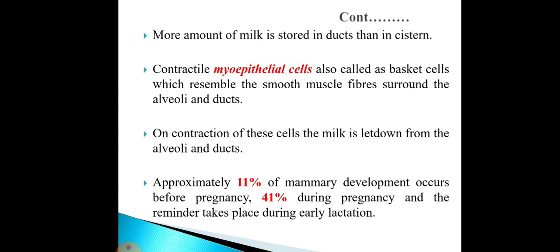Then contractile cells, meaning myoepithelial cells, also called basket cells, which resemble smooth muscle fibers, surround the alveoli and ducts. And on contraction of these cells, the milk is let down from the alveoli and the ducts. Approximately 11% of the mammary development occurs before pregnancy and 41% during pregnancy, and the remainder takes place during early lactation.